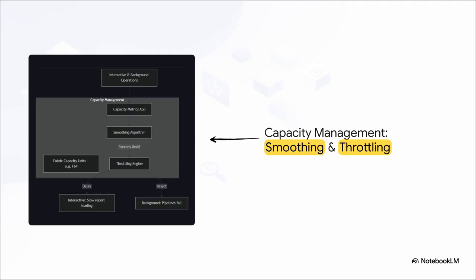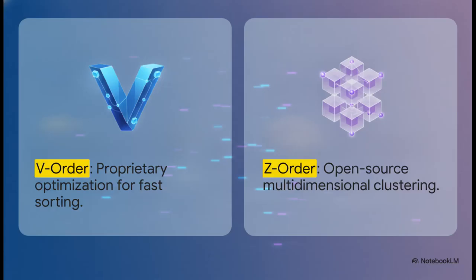And here is the major takeaway. It protects your background pipeline jobs, but it will progressively delay and throttle your interactive operations first. Meaning your actual users will experience slow report loading way before your data factory jobs ever fail. Part of managing that performance comes down to how data is written to disk. And hey, if you're taking the DP-600 exam, you are basically guaranteed to be tested on the difference between V-order and Z-order. So let's clear it up.